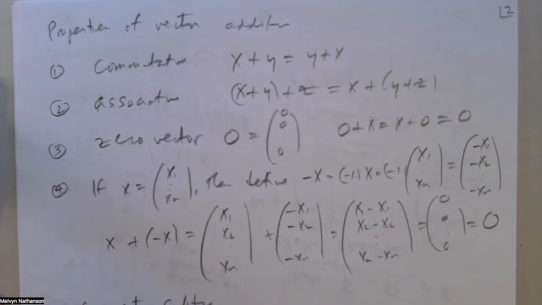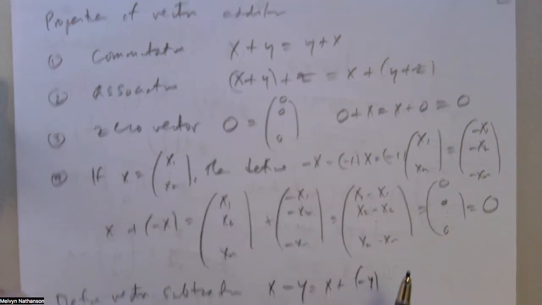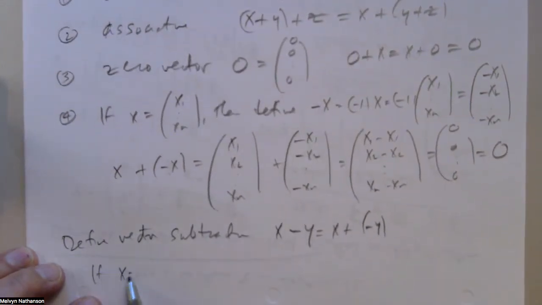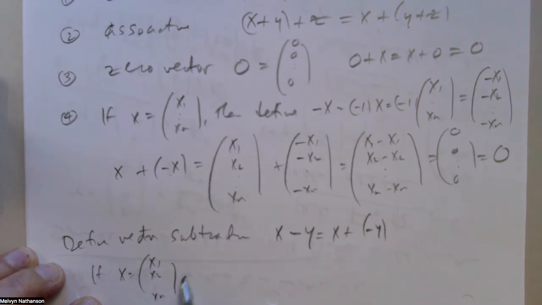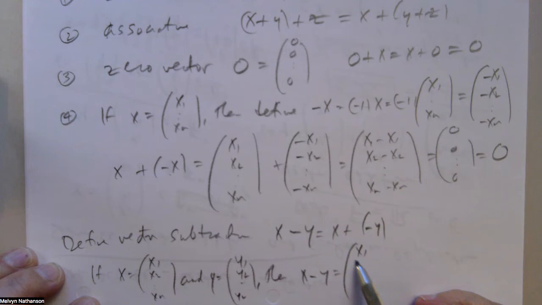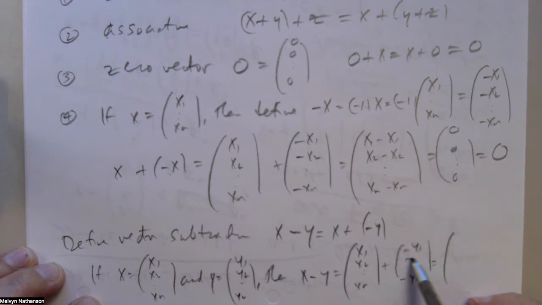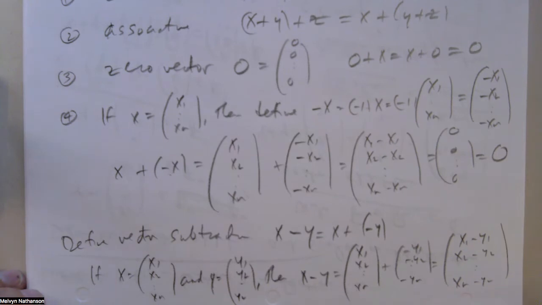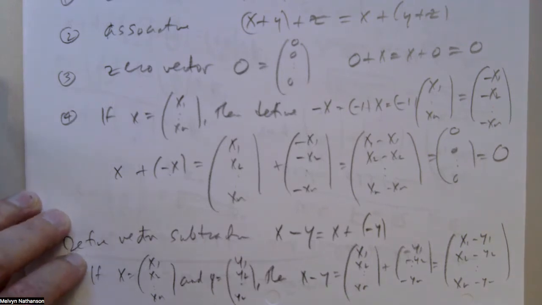And if you like, we can define vector subtraction. The vector x minus the vector y means x plus the vector minus y. So if x is x1, x2 to xn, and y is y1, y2 down to yn, then x minus y is x1, x2 to xn, plus minus y1 down to minus yn. So you get the vector x1 minus y1, x2 minus y2. We just subtract coordinates step by step. That's exactly what you would do. So this tells us how to add and subtract vectors.